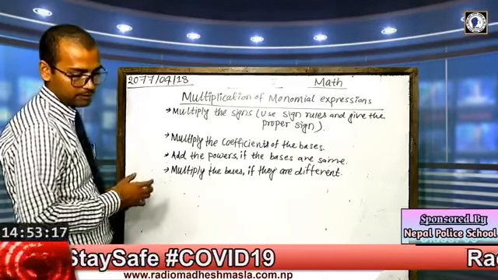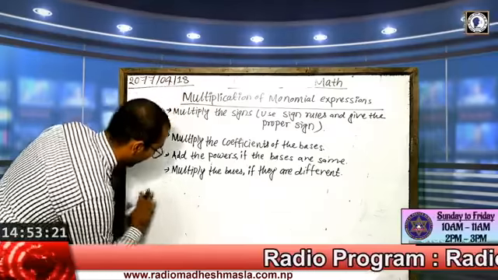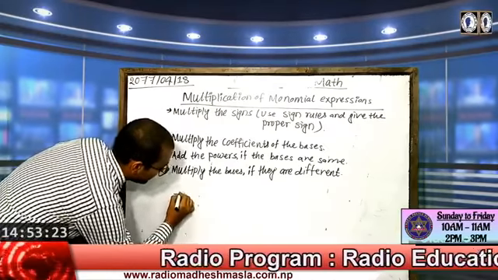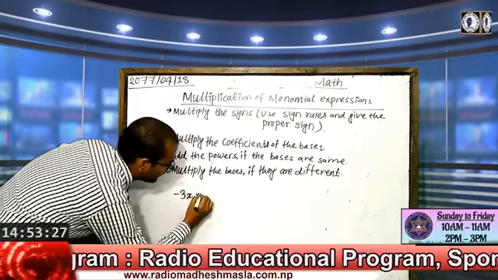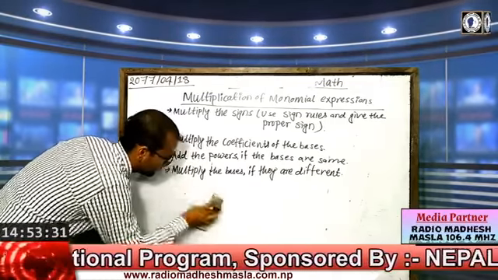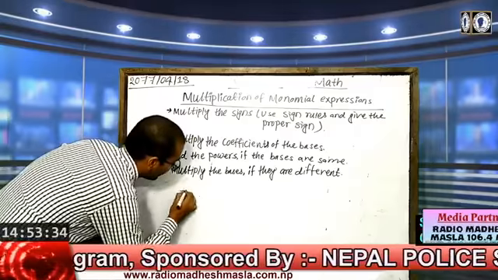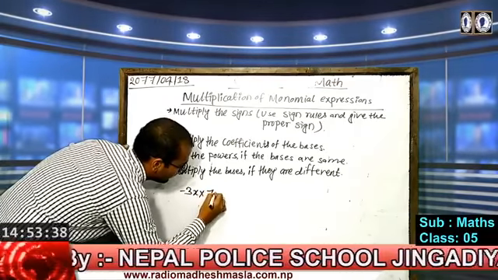Suppose from the first, okay, multiply the sign rule. Suppose here, minus 3x into minus 3x into 7x.